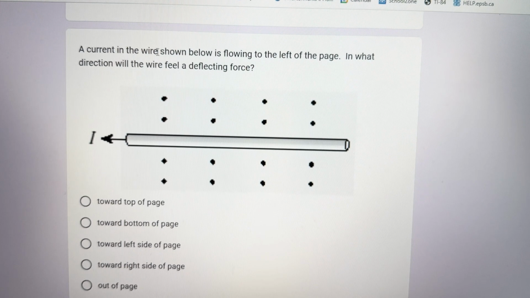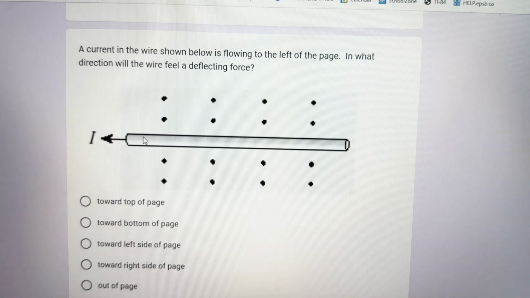Okay, so we've got that the current in the wire shown below is flowing to the left of the page. So current to the left. In what direction will the wire feel a deflecting force? Well, we can see here we've got dots for an external magnetic field that this current is flowing through, right?